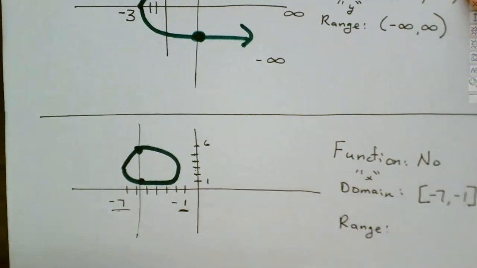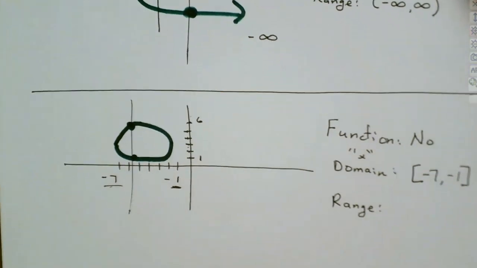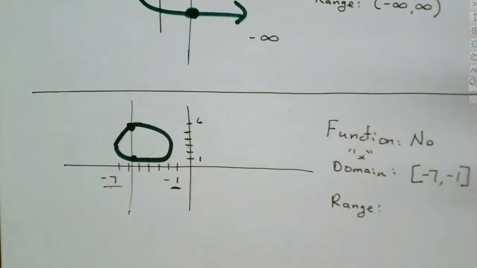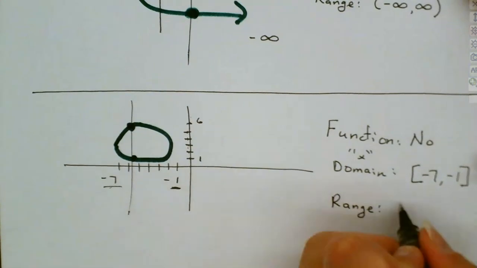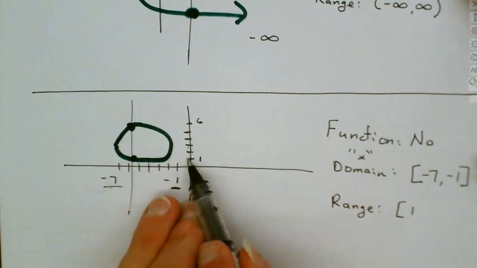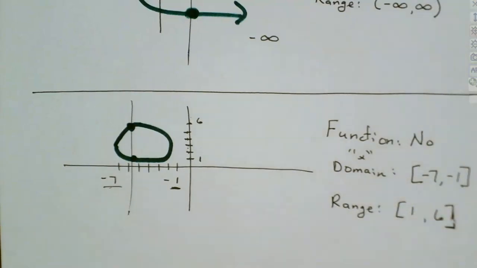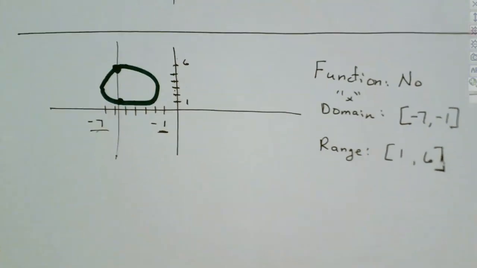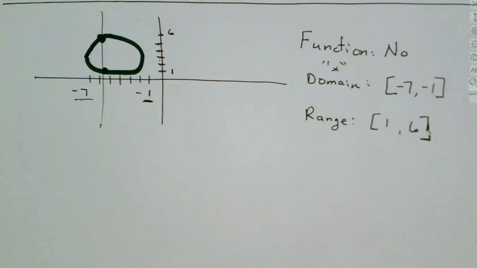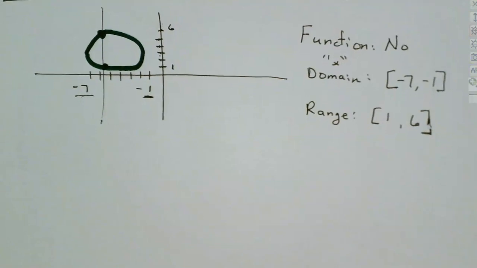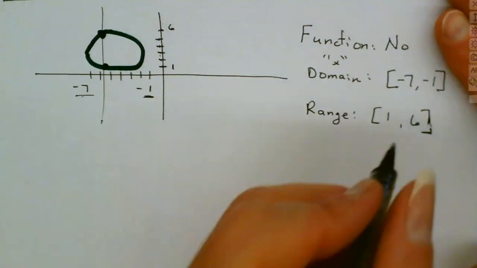Okay, and write it in the correct order. So the smaller value, you were correct though, smaller value goes first. So it looks like it's at about 1. And where does it go to? 6. So there is your range. So it's not a function. Circles and ellipses are never ever functions. And the domain and range is going to be an interval.